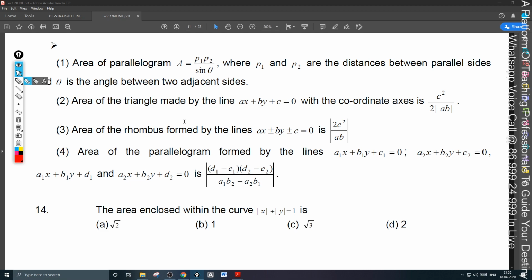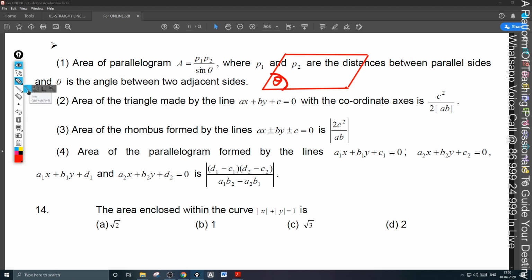Area of parallelogram = P1 P2 by sin theta, where P1 and P2 are the distances between the parallel sides and theta is the angle between two adjacent sides. Let me show you for the diagram's sake. This is a parallelogram. I'm not going to derive it. This is theta.